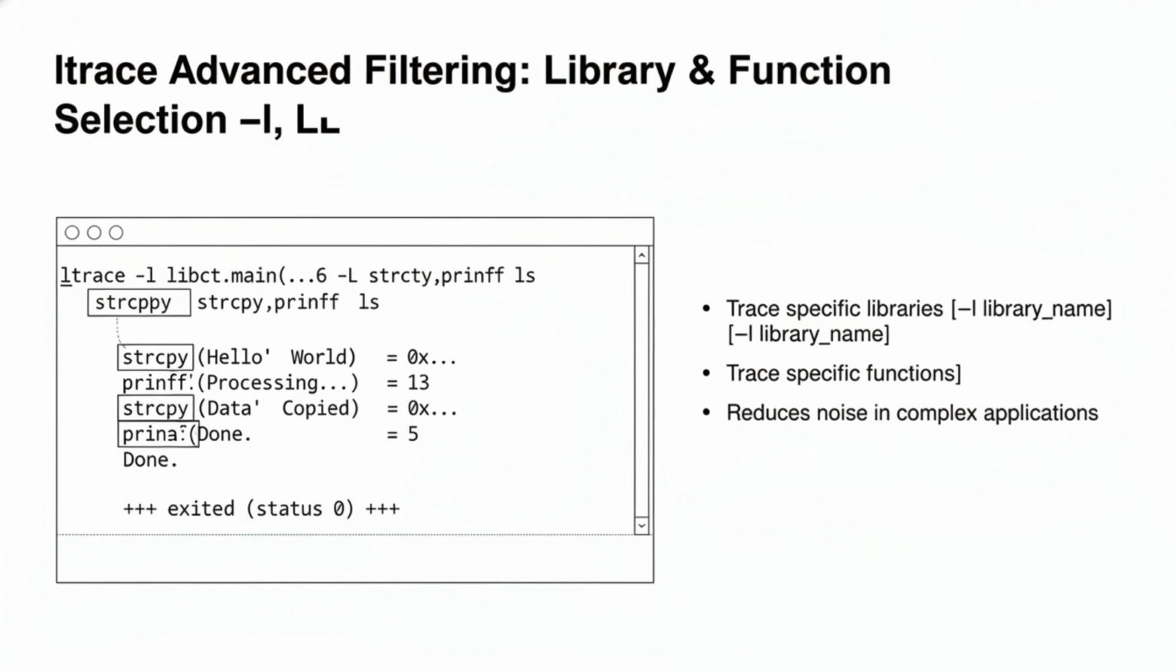Going a step further, the -e option lets you trace specific functions by name, regardless of which library they come from, or in combination with -l to target functions within a specific library. For instance, ltrace -l libc.so.6 -e strcpy+printf ls would only show calls to strcpy and printf within libc.so.6. These options are invaluable for narrowing down issues within a specific library component.